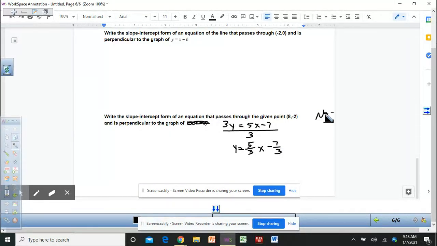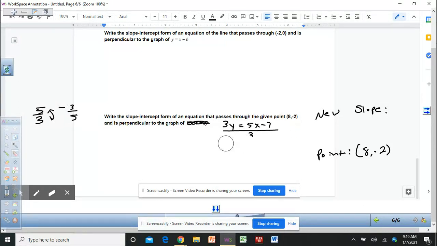So I need a new slope and I need a point. Okay, so my point is easy. 8, -2. My new slope. So here's my old slope. I got that by simplifying that equation. 5/3 is my old slope. So I need to flip these and then add a negative out front. And if there's already a negative out front, then it becomes a positive. But there isn't one right now, so now it's a negative.